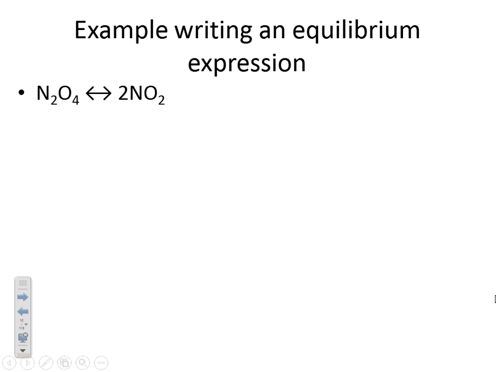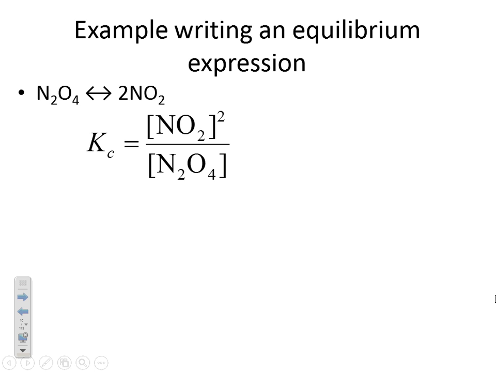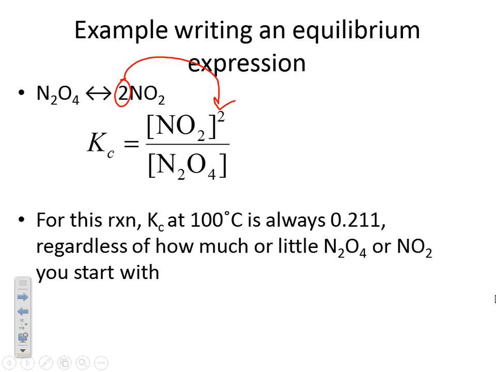So, example writing equilibrium expressions. We have this reaction, N2O4 goes to 2NO2, following our mold of products, which are on the right, divided by reactants, which are on the left, raised to their coefficient. We get a Kc expression for this. That's the concentration of NO2 squared divided by the concentration of N2O4. So again, notice that that 2 got turned into the exponent for the NO2.